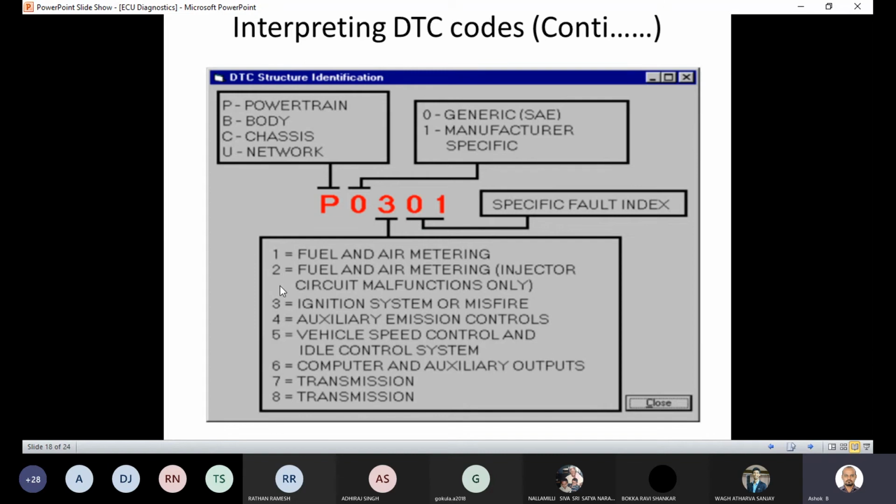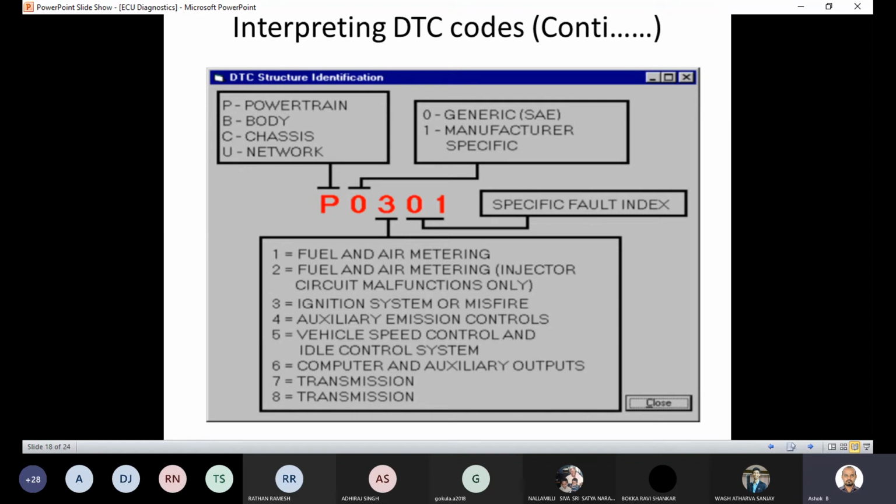Accordingly this will vary from 1 to 8. If 1 is coming, then it is a fuel and air metering related error. If 2 is coming, it is a fuel and air metering injector related malfunction, like that. Similarly, the final two digits are assigned to a specific fault index. For example, in the ignition system there are a lot of components. So the vehicle manufacturer will give the list of fault codes, and accordingly 01 is related to spark plug 1, 02 is related to spark plug 2, or you can say pin number 1, pin number 2, like that.